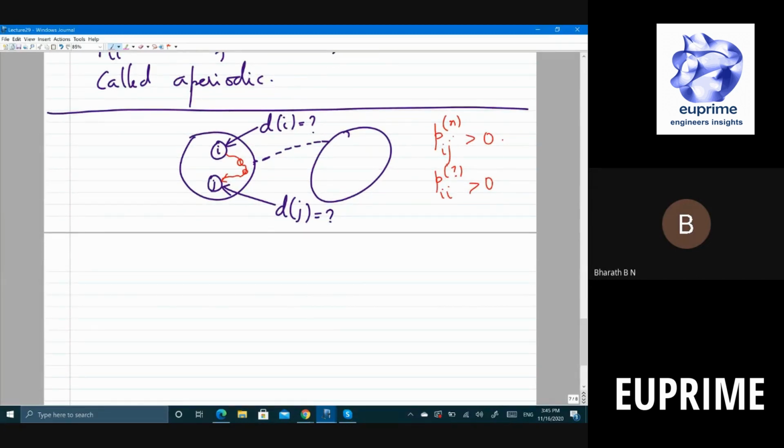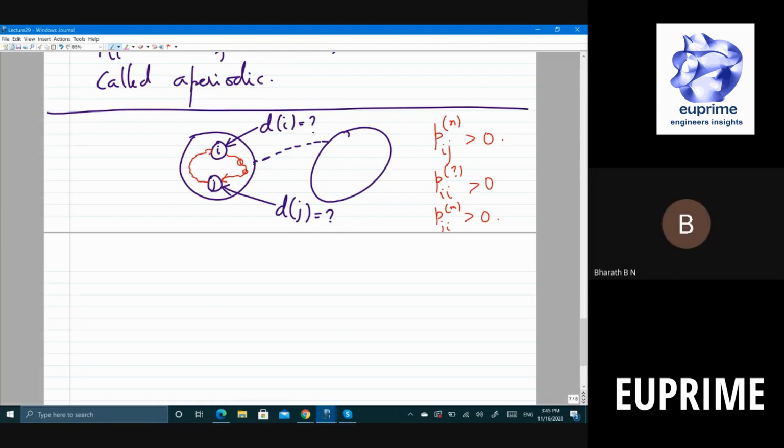Now, I can go from I to J in n steps, and from J to I in m steps. I can wander and go back, so Pji after m steps is also greater than 0. Do you agree? So it can be a transient class also. We have already proved that if you have a communicating class, it is either transient or recurrent. So this whole class can be transient also.